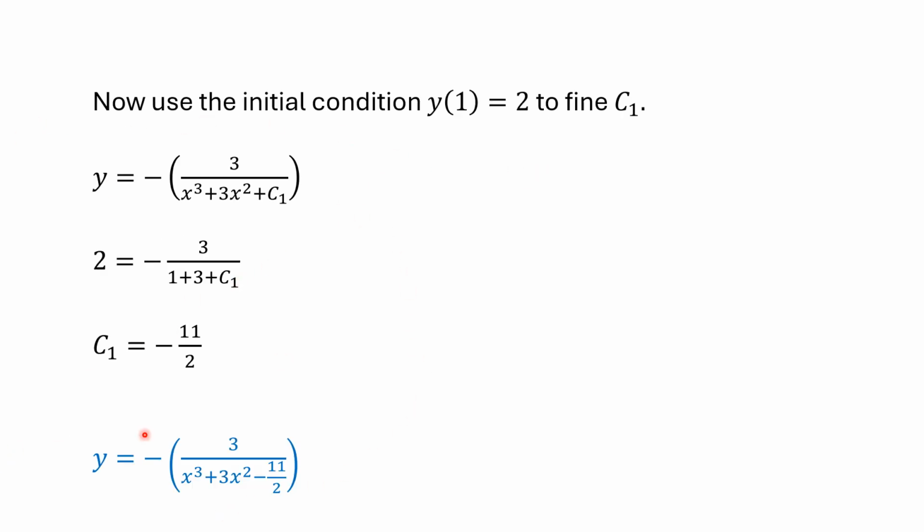Now we would use the initial value condition, y(1) equals 2, to find C1. So we plug a 2 in for y and a 1 in for x. So we get 2 equals negative 3 over 1 plus 3 plus C1. So C1 is going to be negative 11 halves.